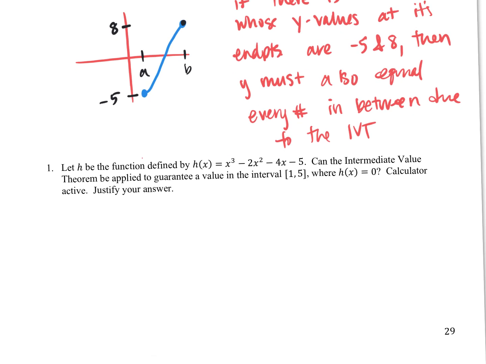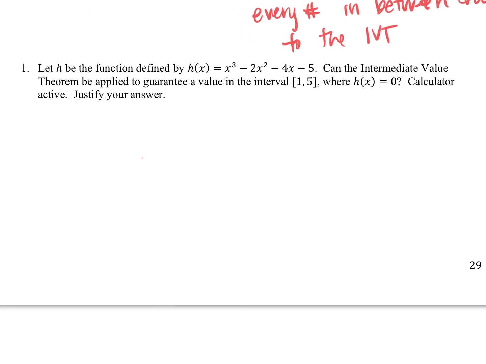Okay, so now let's go be a little bit more mathy. Here's this h function. We do get a calculator. Can the intermediate value theorem be applied to guarantee a value from 1 to 5 where the value of the function is 0? So it's saying, does my function have to equal 0 at some point? You with me, Thomas? You with me, Jack? We're like, I don't know.